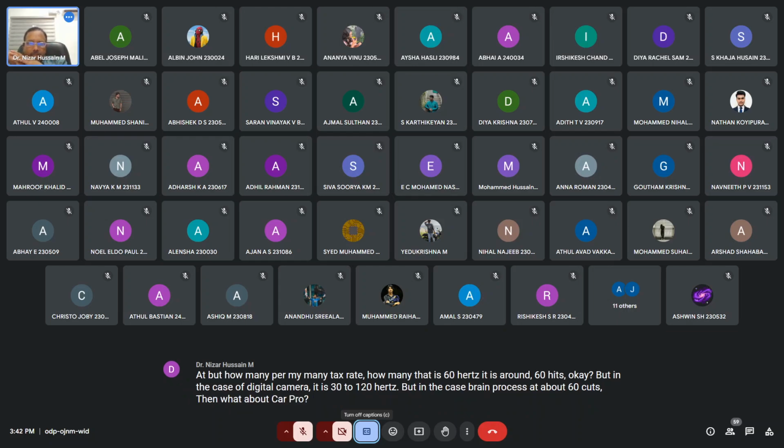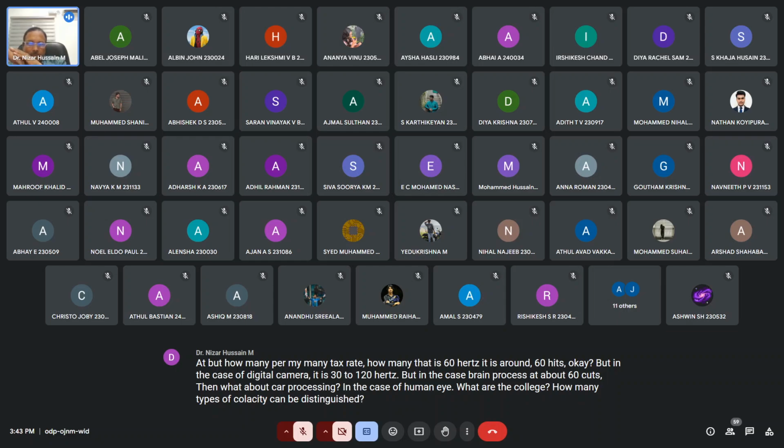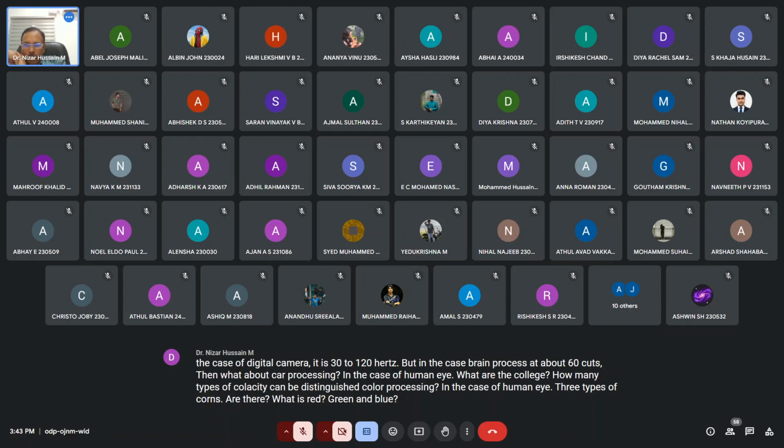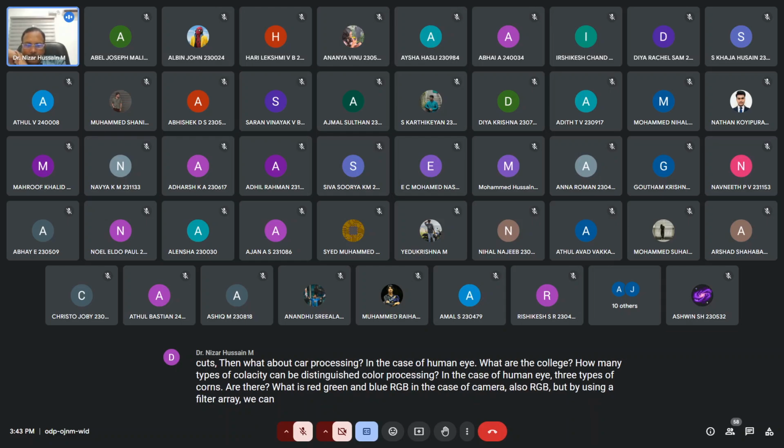Then what about color processing? In the case of the human eye, how many types of colors can be distinguished? In the human eye, three types of cones are there: red, green, and blue, RGB. In the case of a camera, also RGB, but by using a filter array, we can change it.